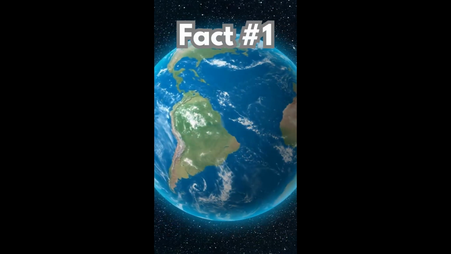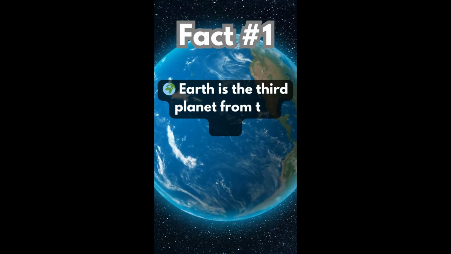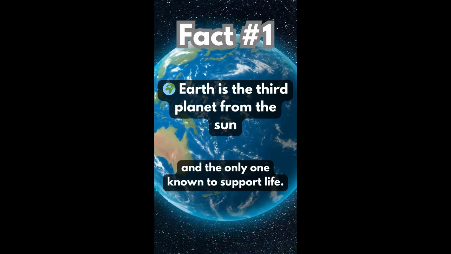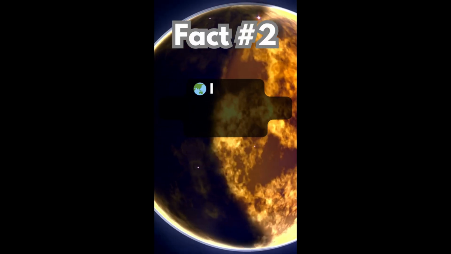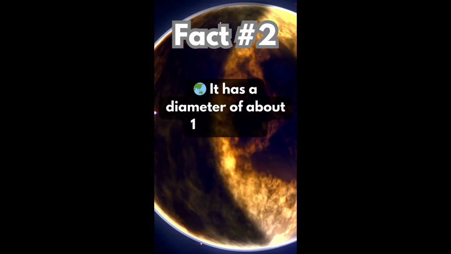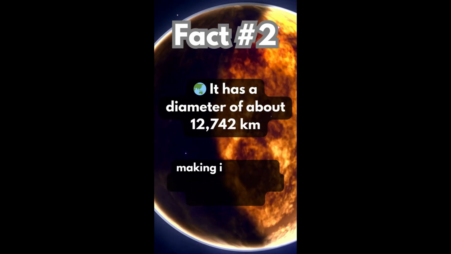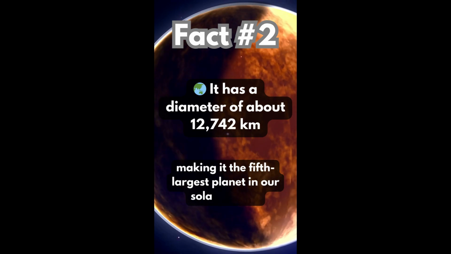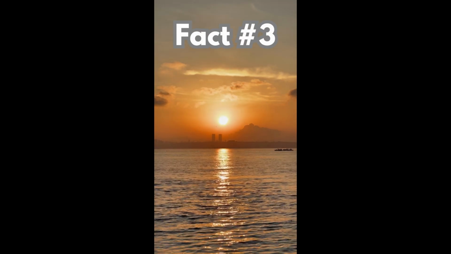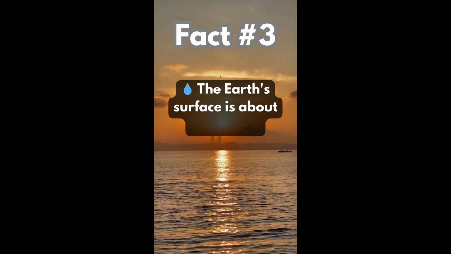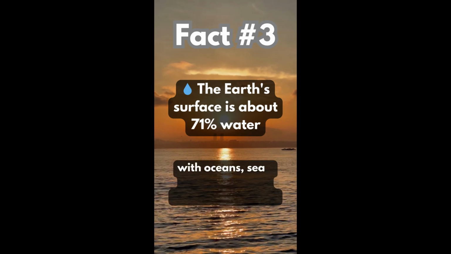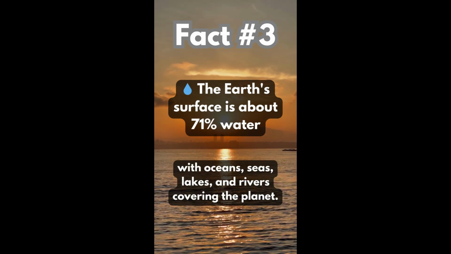Fact number one. Earth is the third planet from the sun and the only one known to support life. Fact number two. It has a diameter of about 12,742 kilometers, making it the fifth largest planet in our solar system. Fact number three. The Earth's surface is about 71% water, with oceans, seas, lakes, and rivers covering the planet.